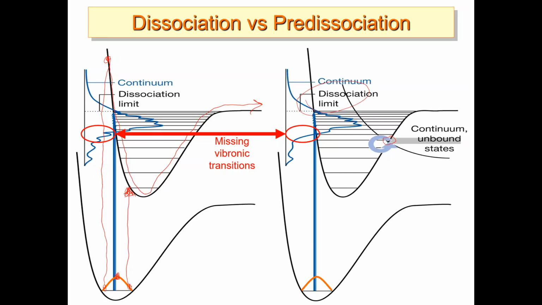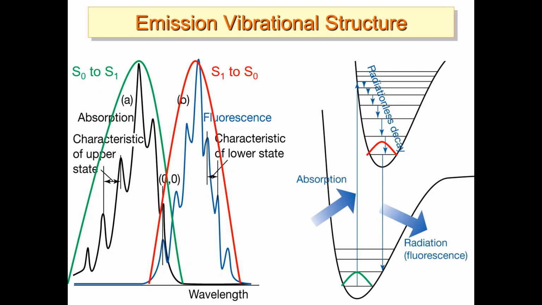This stuff is also going to be most easily seen in diatomic molecules. The larger molecules are just almost too complex. So let's look at a situation where we might have some vibrational resolution. So we see the vibrational bands, and we see it in the absorption and emission curves.